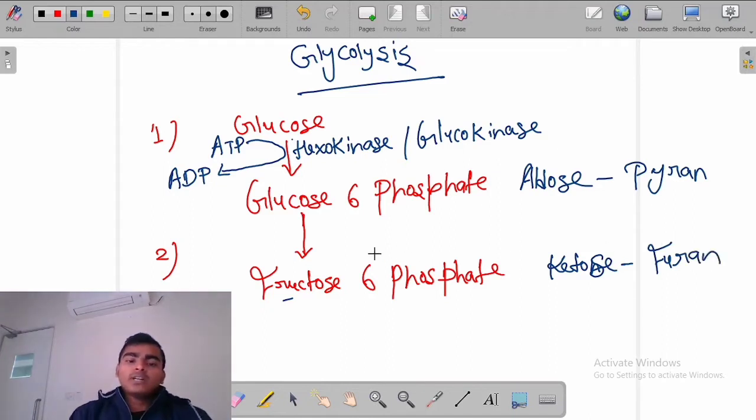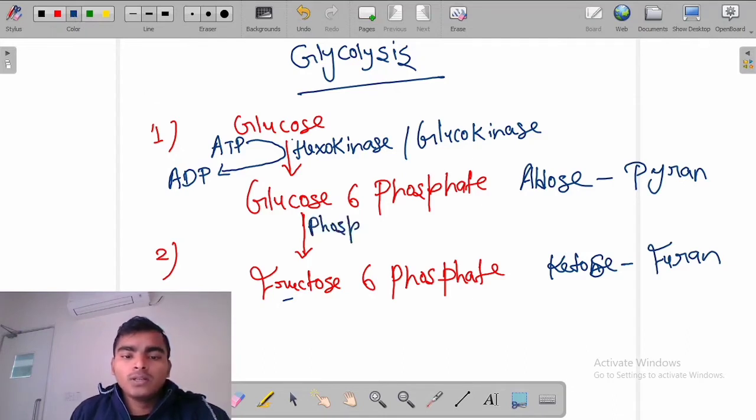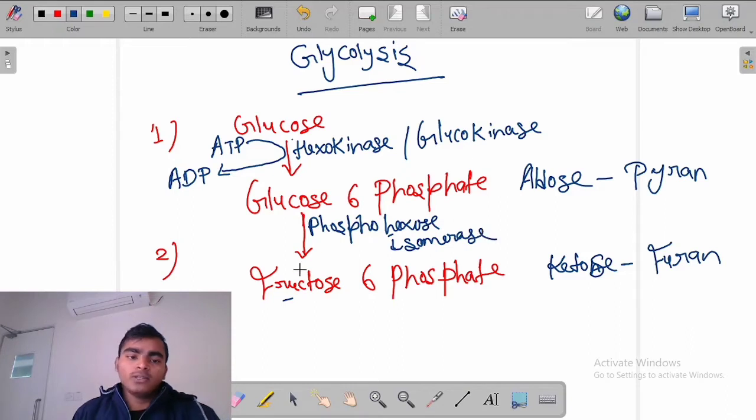So glucose 6-phosphate is going to be converted into another isomer of it, that is fructose 6-phosphate. That's why the enzyme which comes here is a kind of isomerase. Its name is phosphohexose isomerase. This is the second step of glycolysis.